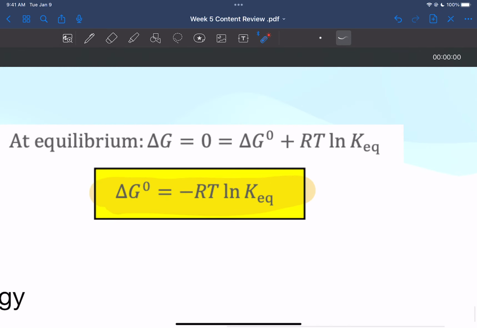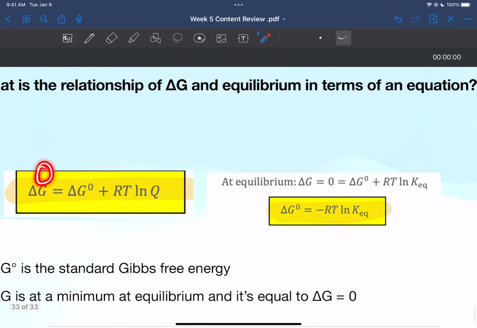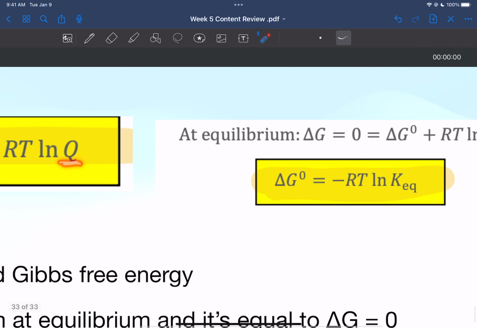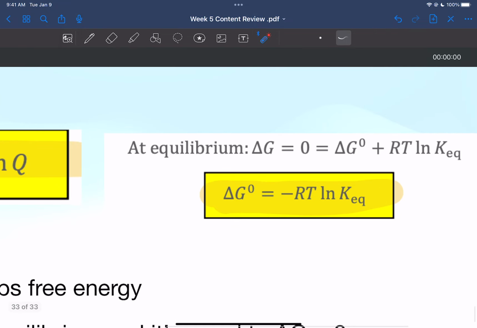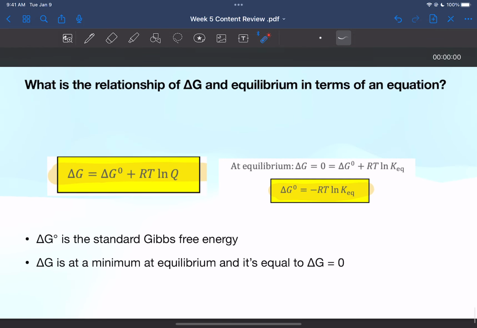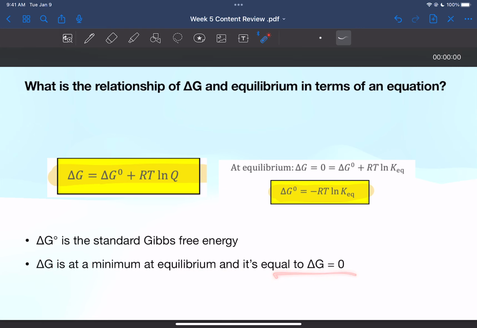At equilibrium, however, we know that delta G is 0 at equilibrium. I mentioned that earlier, right? So if delta G is 0, then the standard Gibbs free energy is equal to negative RT ln KEQ. So instead of ln Q, where it's your reaction quotient at any stage of the reaction, you replace it with KEQ, your equilibrium constant, because we already set delta G equal to 0. So I said delta G is at a minimum at equilibrium, and it's equal to 0.